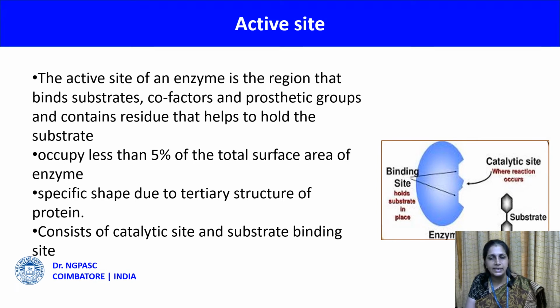Now, what is an active site? The active site of an enzyme is the region that binds substrates, cofactors, and prosthetic groups and contains residues that help to hold the substrate. Actually, this active site occupies a very small portion, less than 5% of the total surface area of the enzyme. And this active site is highly specific in shape due to the tertiary structure of the protein. Upon denaturation, this active site will lose its activity because it loses its tertiary structure. And these active sites consist of two important regions.